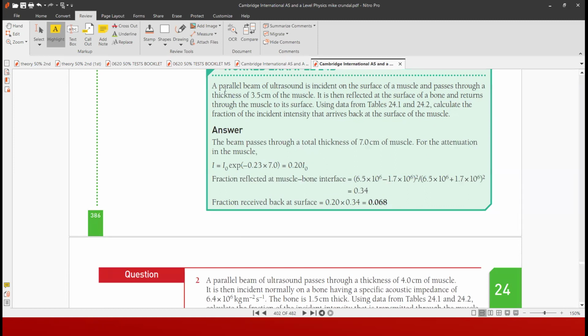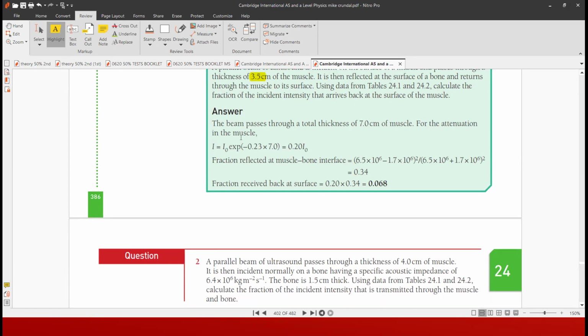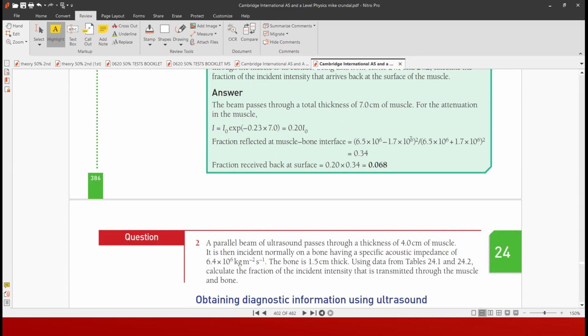अभी उन्होंने एक एग्जांपल डिस्कस की है. A parallel beam of ultrasound is incident on the surface of muscle and passes through a thickness of 3.5. X की value is 3.5. It is then reflected at the surface of the bone and returns through the muscle to its surface. Using data, calculate the fraction I. अब सबसे पहले हम उसके लिए जो है वो आई आर ओवर आई नॉट वाली जो इक्वेशन थी उसके लिए कैलकुलेशन करेंगे.